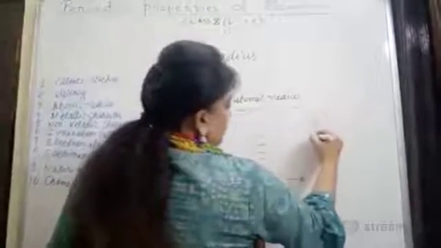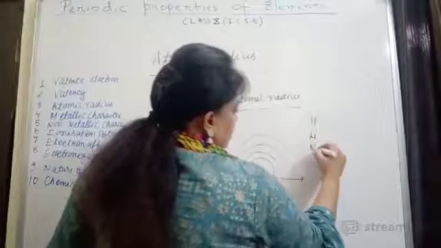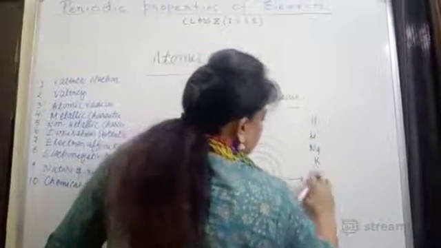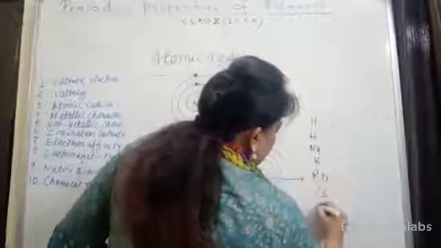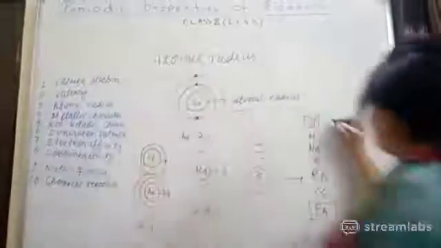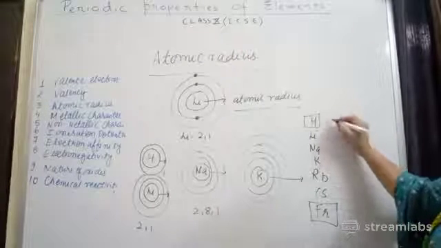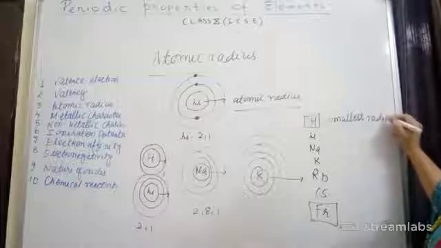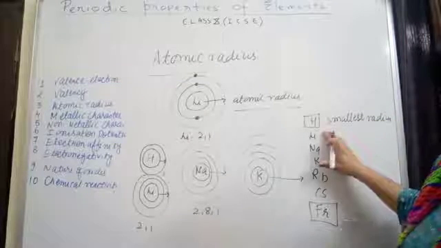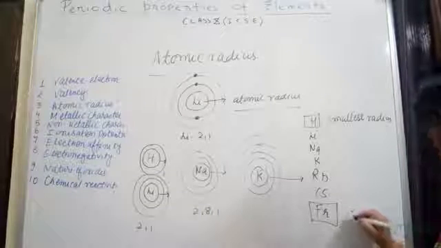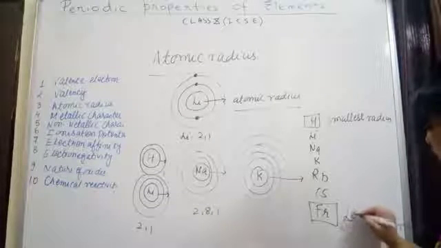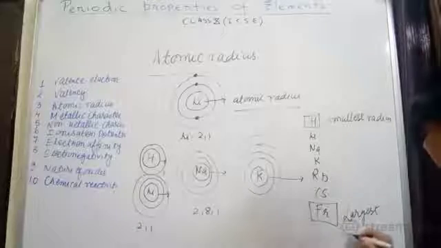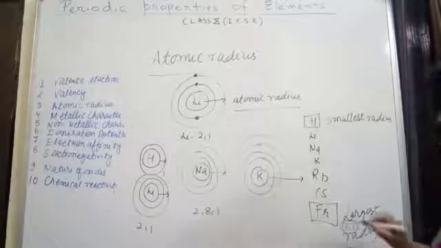So hydrogen, lithium, sodium, potassium, rubidium, cesium, francium. This will show the largest, and this will be the smallest atom. The smallest radius in group number 1 will be shown by hydrogen, and the largest radius will be shown by francium.